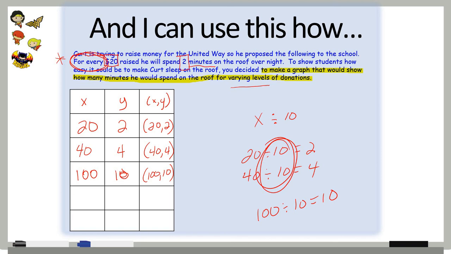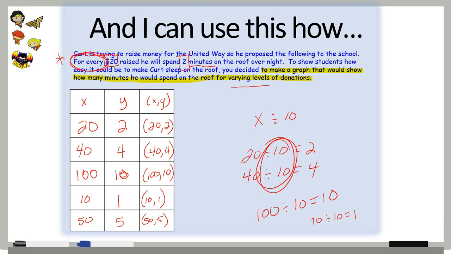I also know though, what if I can only donate $10? Well, if I can donate $10 and I divide by 10, that means he should spend 1 minute on the roof, right? And then let's go ahead and say $50, because we don't have anything here right now that has an odd number in the front. So $50 should get us 5 minutes on the roof.